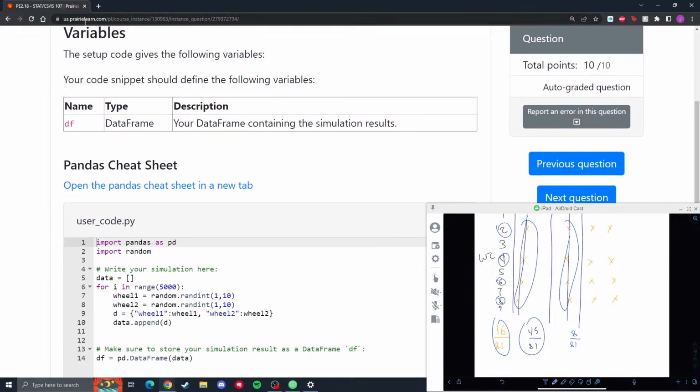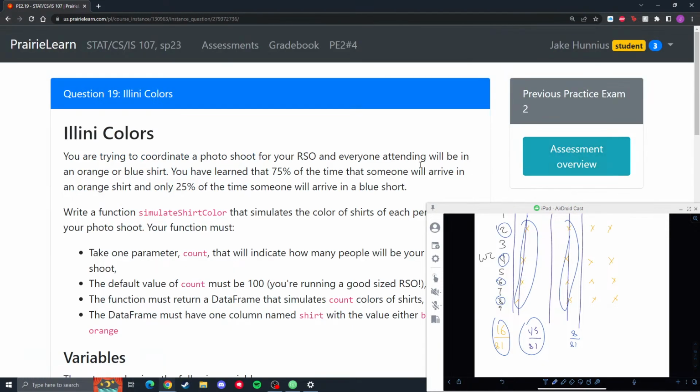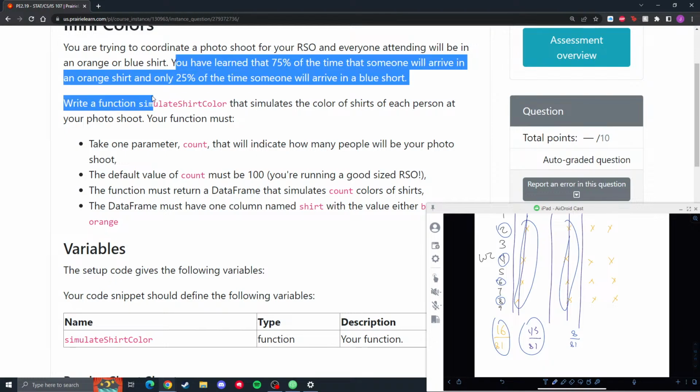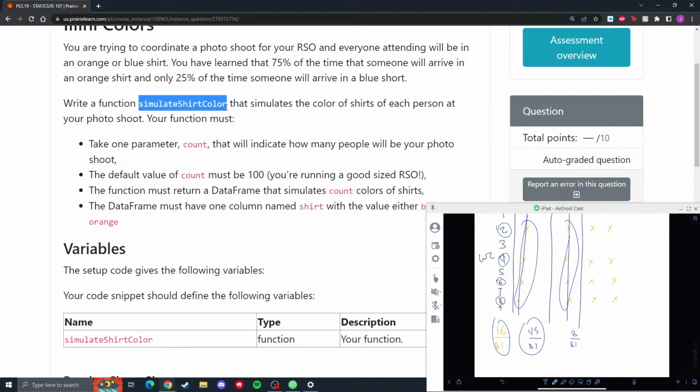So now I'm going to go ahead and go into the code questions, and if there are any more questions we'll do them at the end of the code questions when we finish this. That way we can segue into the coding questions. Okay, so we're trying to coordinate a photo shoot for an RSO. 75% they arrive in orange, 25% they arrive in a blue shirt. So first we need to write a function that has one parameter with a default value of 100.